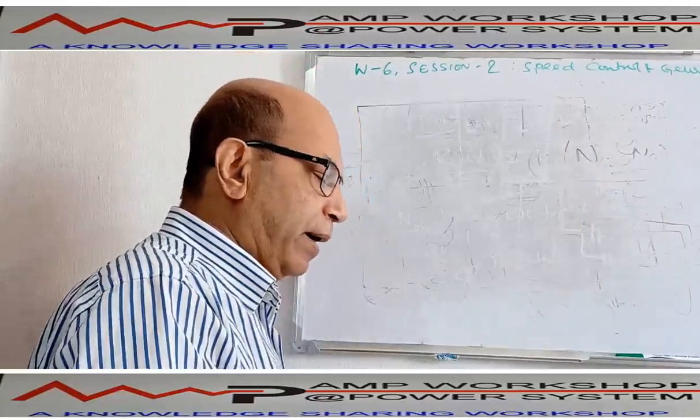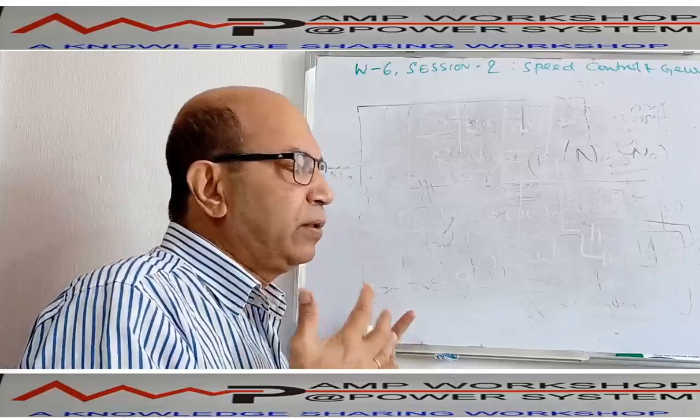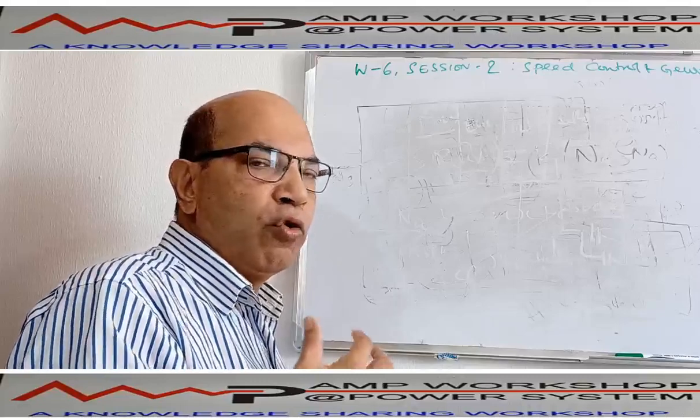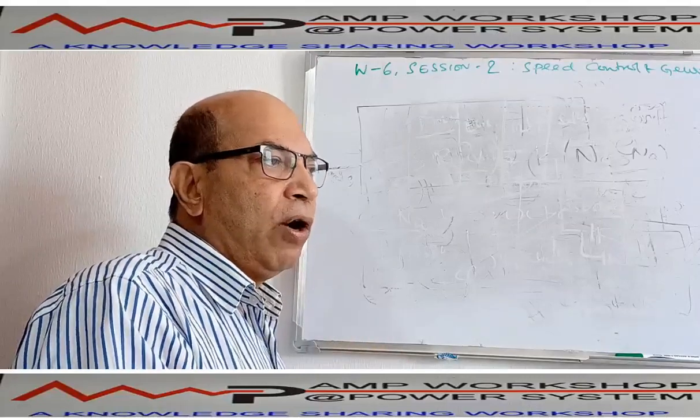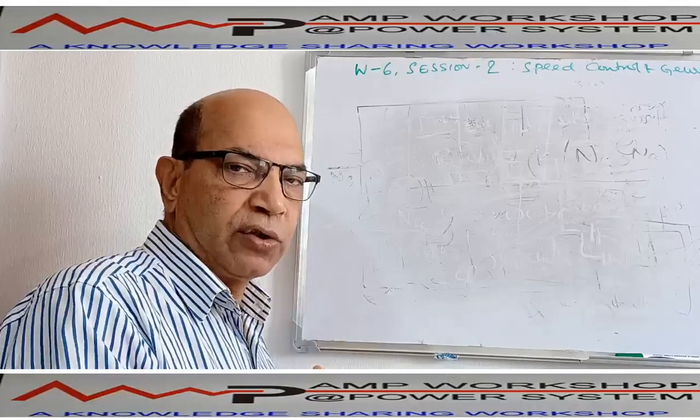Now we will come back to this governor. We said that the governor has two modes of operation. One is called droop mode, another is called isochronous mode. What is the difference between these two?